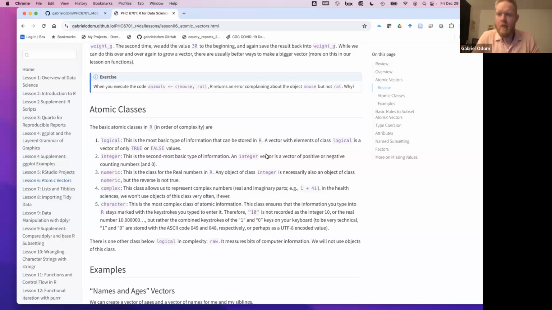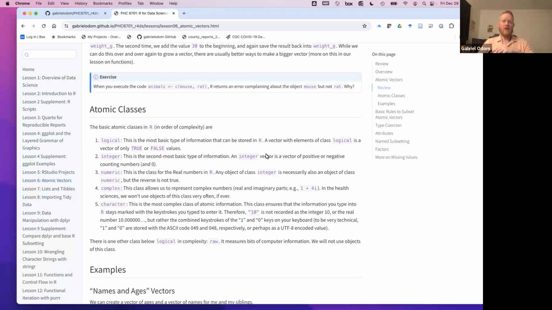All right, welcome back. Last time we covered the idea of what an atomic vector is. As a review, a vector in R is not like the standard mathematical definition of a vector. A vector in R is a set of elements that are ordered. Any collection of elements that we could assign an order to is going to be a vector in R.